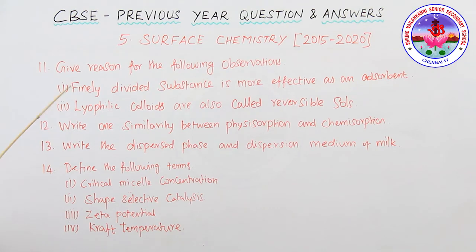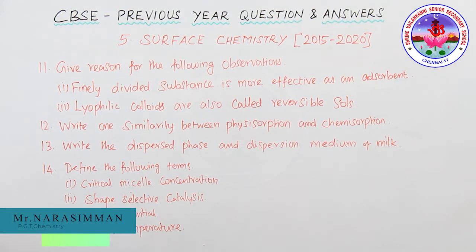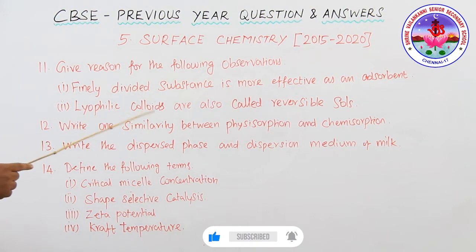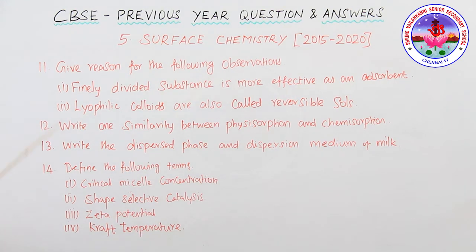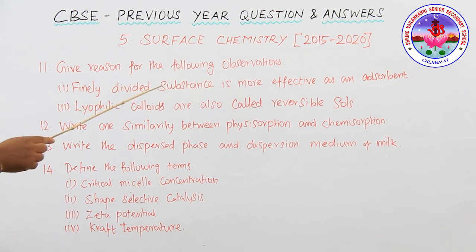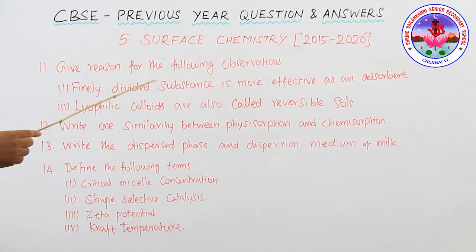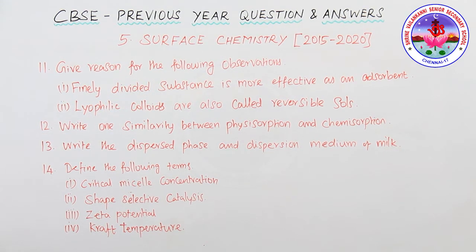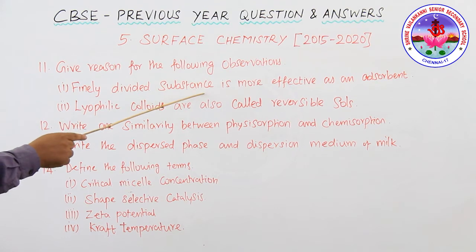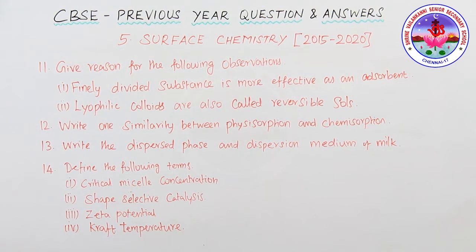Look at the next question. Give reason for the following observations. The first one is: the finely divided substance is more effective as an adsorbent. Then the second question is: lyophilic colloids are also called reversible salt. So the answer to the first question is that the finely divided substance is more effective as an adsorbent because it has more surface area. So more surface area means it is a better adsorbent. The key point is that the finely divided substance has more surface area, that is why it is more effective as an adsorbent. So this is the answer.